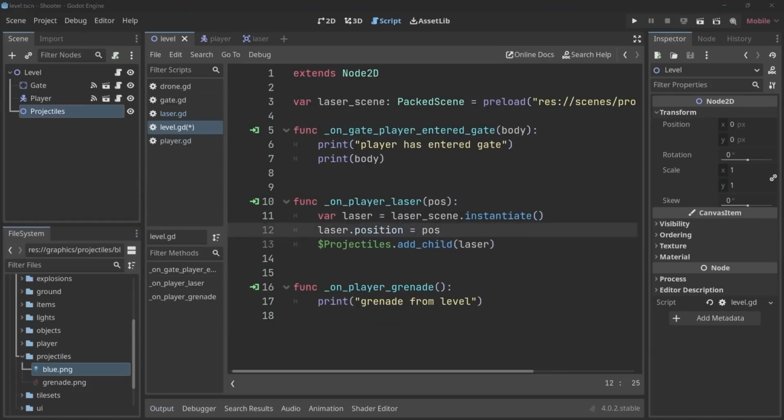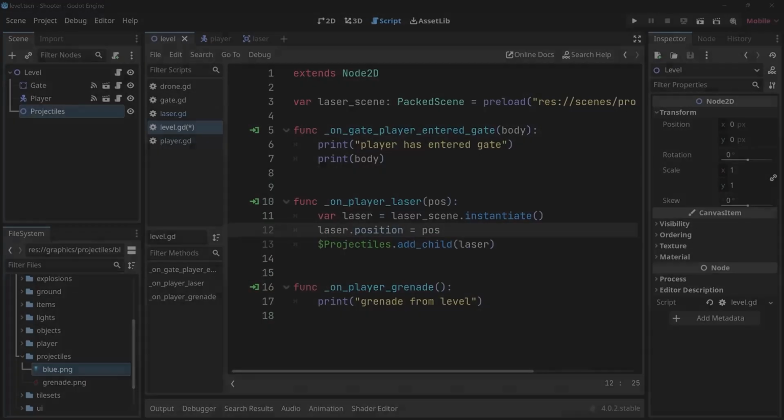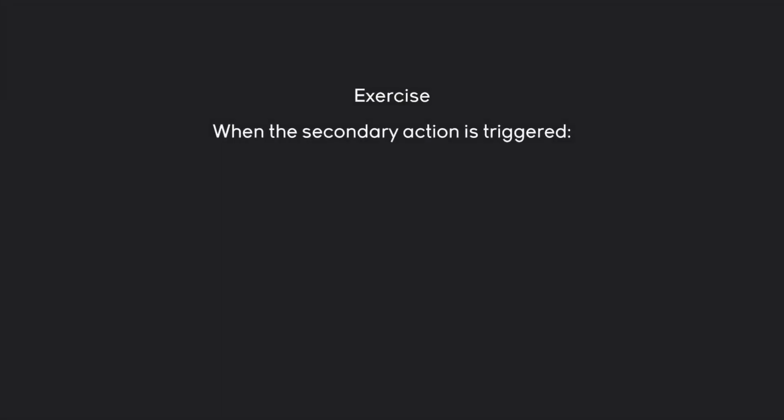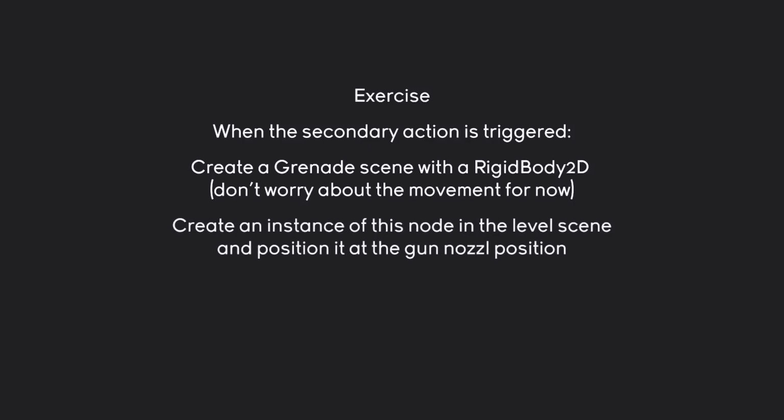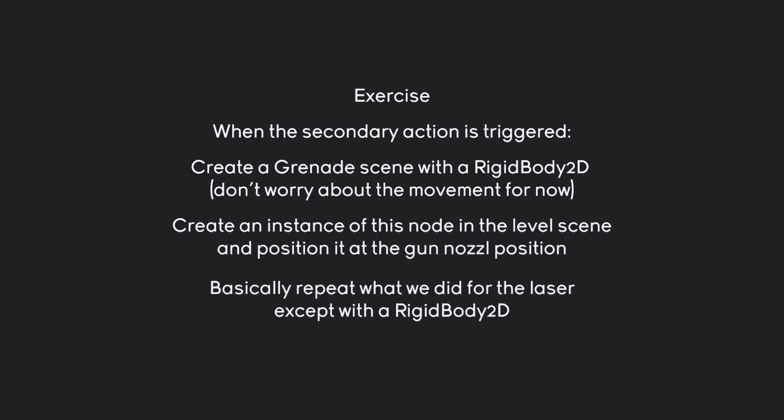All we have to do now is do an exercise, and then we are good to go. When this secondary action is triggered, I want you guys to create a grenade scene with a RigidBody2D. For now, the movement is going to be really weird, so don't worry too much about it. I'll cover that in the next part. Once you have that, create an instance of this node in the level scene and position it at the gun nozzle position. Basically, I want you guys to repeat what we did for the laser, except with the RigidBody2D.